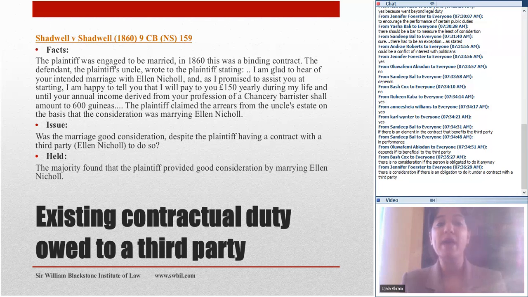And the issue was, was the marriage good consideration? Despite the plaintiff having a contract with a third party, the plaintiff already had a contract with Nicholl to marry her, and so was that marriage a good consideration for the contract between uncle and the nephew? And the majority found that plaintiff provided good consideration by marrying Ellen Nicholl. So this case is consistent with the case that we discussed earlier. However, you need to keep in mind that marriage was potentially the consideration for uncle's promise in this case, Shadwell versus Shadwell, as this came before Section 1 of Law Reform Miscellaneous Provisions Act 1970. That act abolished the rule that marriage could be good consideration for a promise. So this case was before this act, and that's why it was considered a good consideration.